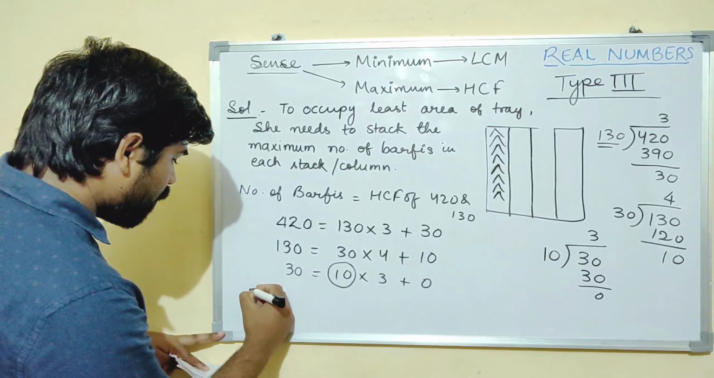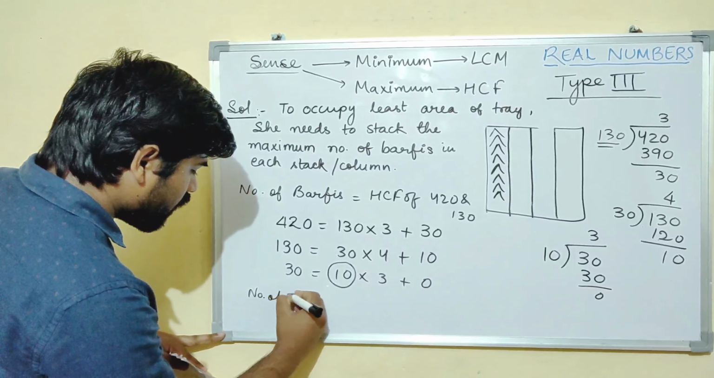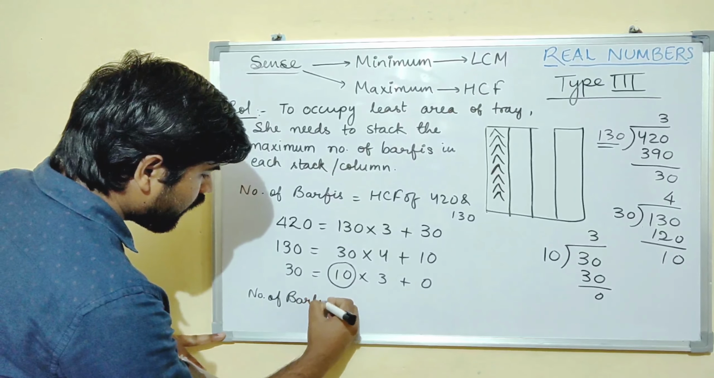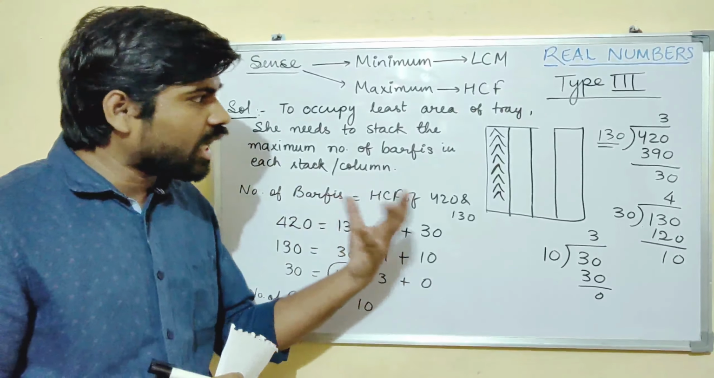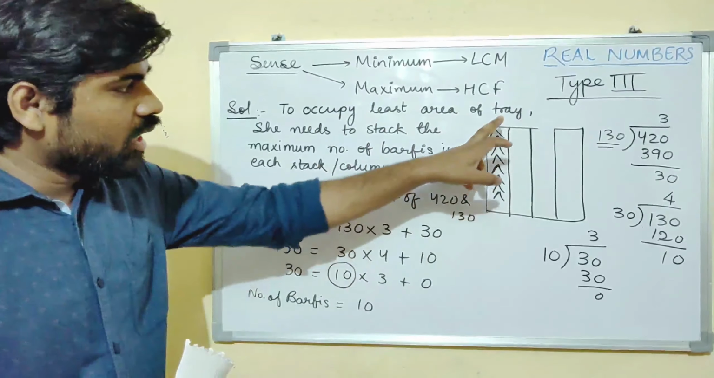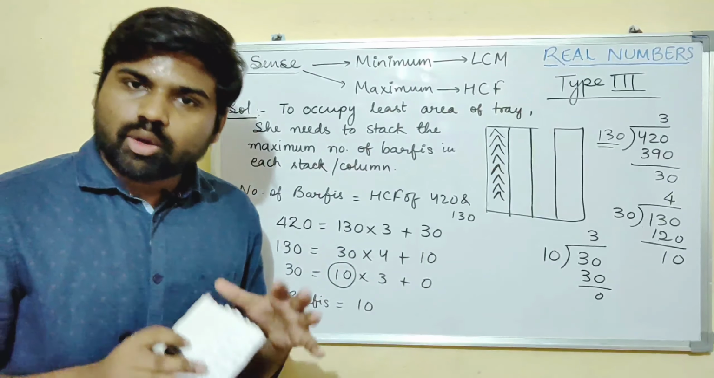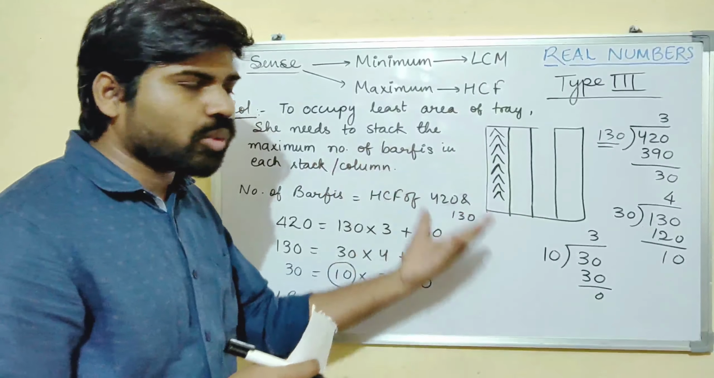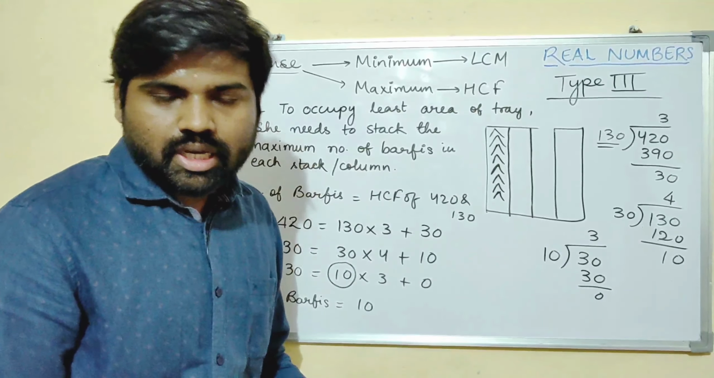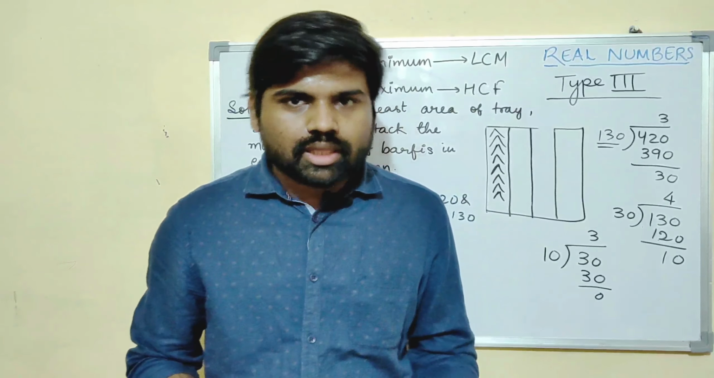So, the number of burpees will be equal to 10. Okay, she can stack 10 burpees of each kind in the columns, right? I hope you have understood this. If you are not able to understand this through one question, let us see the next question. Then you will come to know how to tackle such type of question.